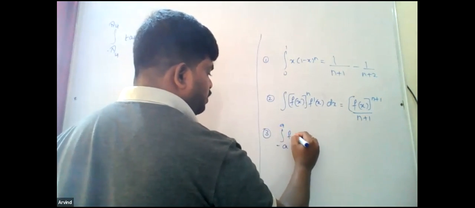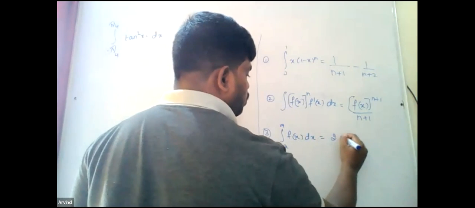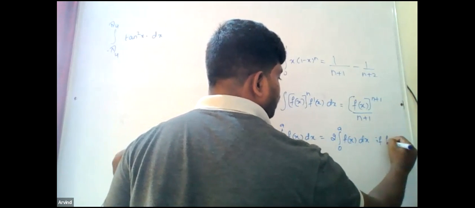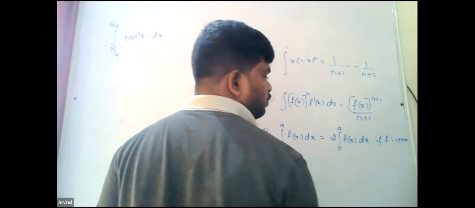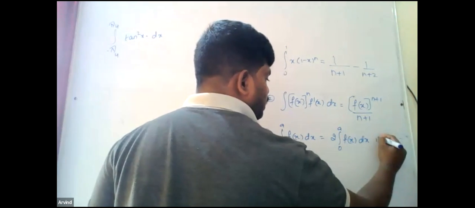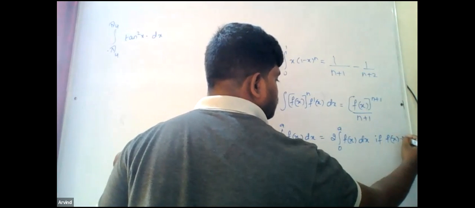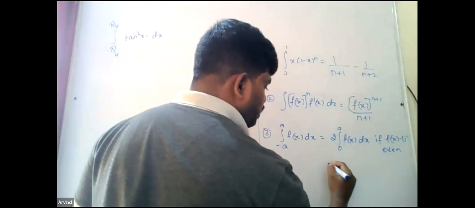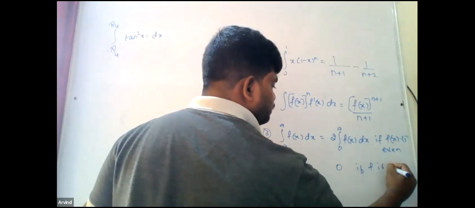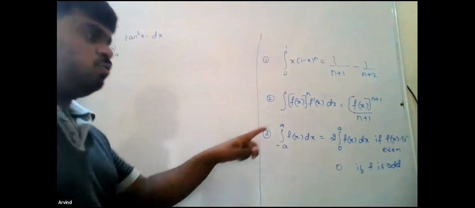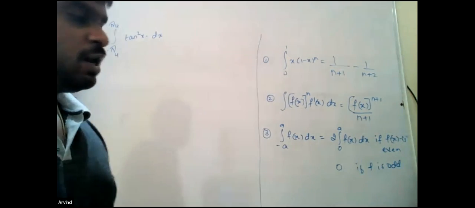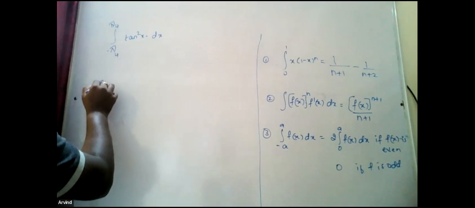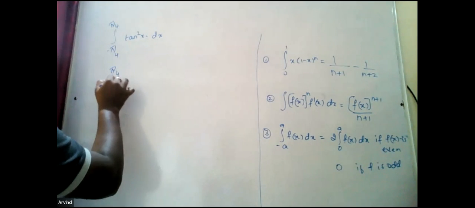Minus a to a f of x dx will be equal to 2 times 0 to a f of x dx if f is even. If f of x is even, then f of minus x should be equal to f of x. And it will be equal to 0 if f is odd. If f is an even function, then it is 2 times. If f is odd, it is 0. This you would have used in the theory class itself. Directly also you can do it, no issues. So you can write this as 2 times 0 to pi by 4 tan square x.